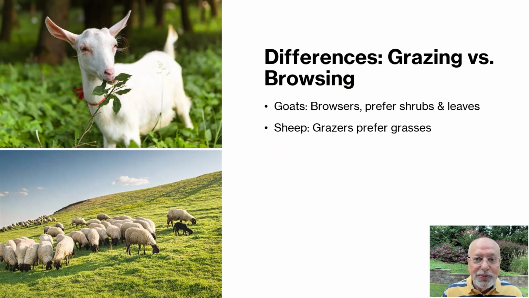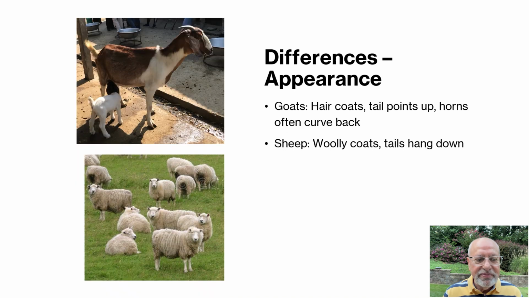Now, what is the difference between what we call grazing and browsing? Well, goats are what they call browsers. They prefer shrubs and leaves, whereas sheep are more grazers, and they prefer pastures and things like that, as you can see on these slides.